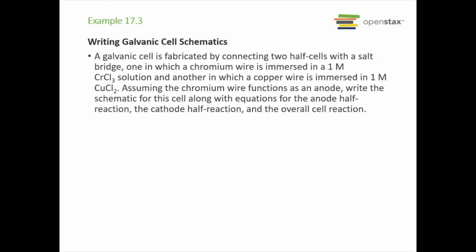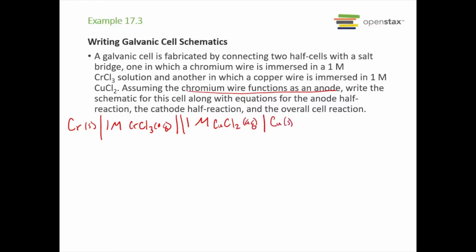So I think it's a good place to start by doing our cell notation. So the nice thing is they're also telling us that the chromium is the anode. And remember, electrons flow from anode to cathode, and we put the anode on the left in our cell notation. So we have chromium solid, and it is in a solution that is 1 molar chromium 3 chloride. And we have our salt bridge to connect it with the other side, which has 1 molar copper 2 chloride, separated because we have a solid copper cathode.